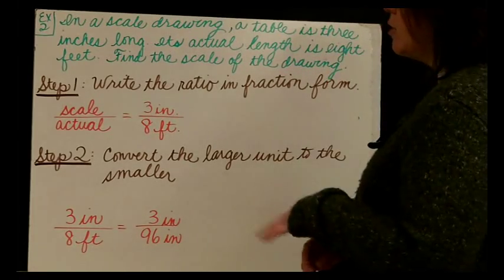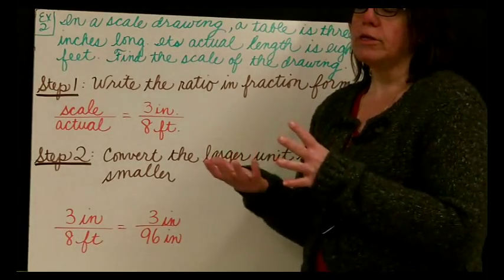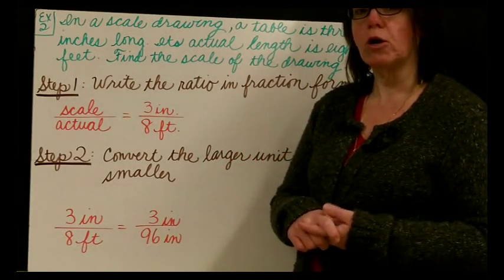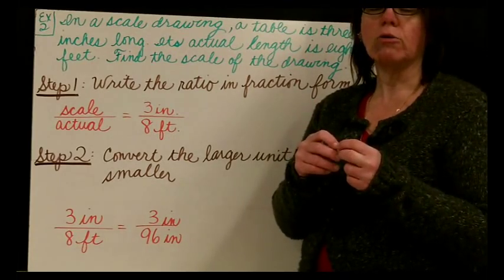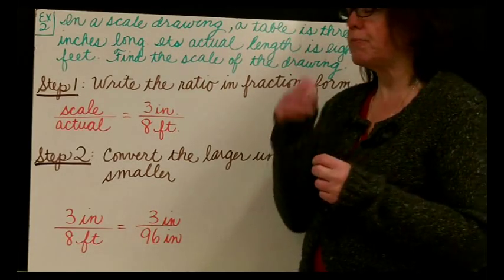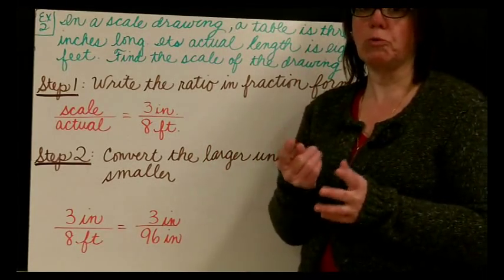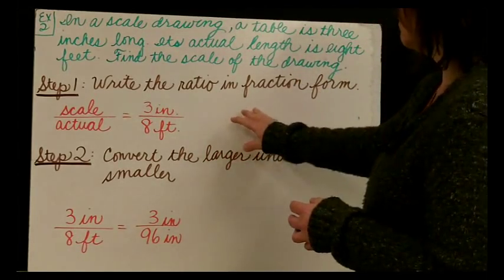So what we're doing here is we're taking the scale and the actual measurements, and from there we have to determine what the scale is, which means we have to solve this in such a way that gives us a number 1 in the numerator. So let's take a look at our first step.